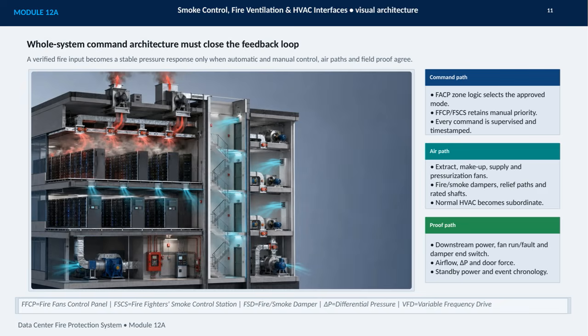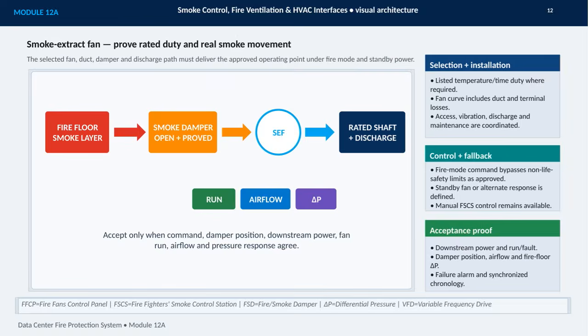That includes downstream power, fan run or fault status, damper end switch position, airflow, differential pressure, and door force. Standby power and event chronology complete the verification picture. In short, a reliable response requires agreement between the command, the air path, and the proof that both performed as intended. This slide focuses on proving that a smoke extract fan will perform as intended, not simply showing that the fan starts.